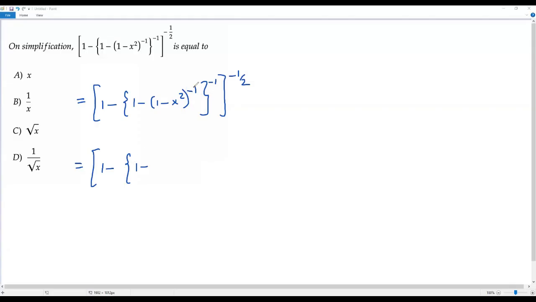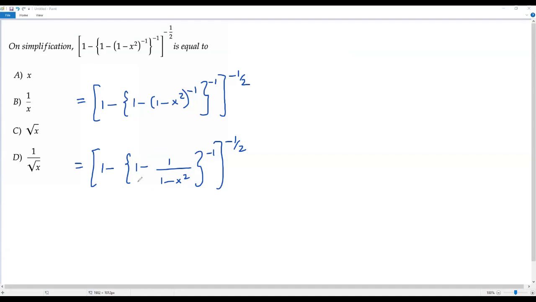So now I can write this as 1 over (1 − x²), whole to the power of negative 1 over 2, because we know that, for example, if I have a to the negative first power, it can be written as 1 over a. I have done the same thing for this particular term, because it has negative 1 as exponent. So we write 1 in the numerator and this term in the denominator.